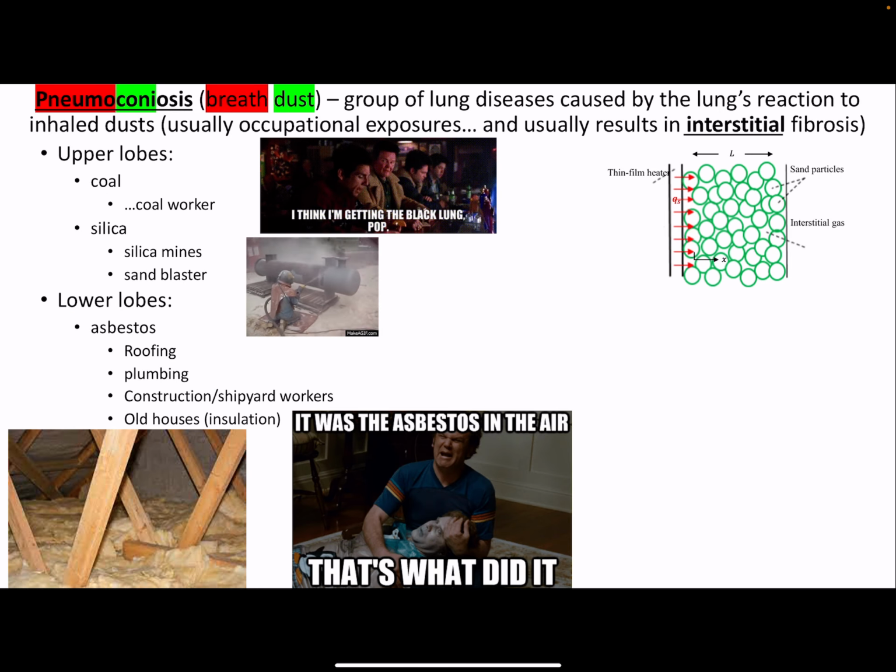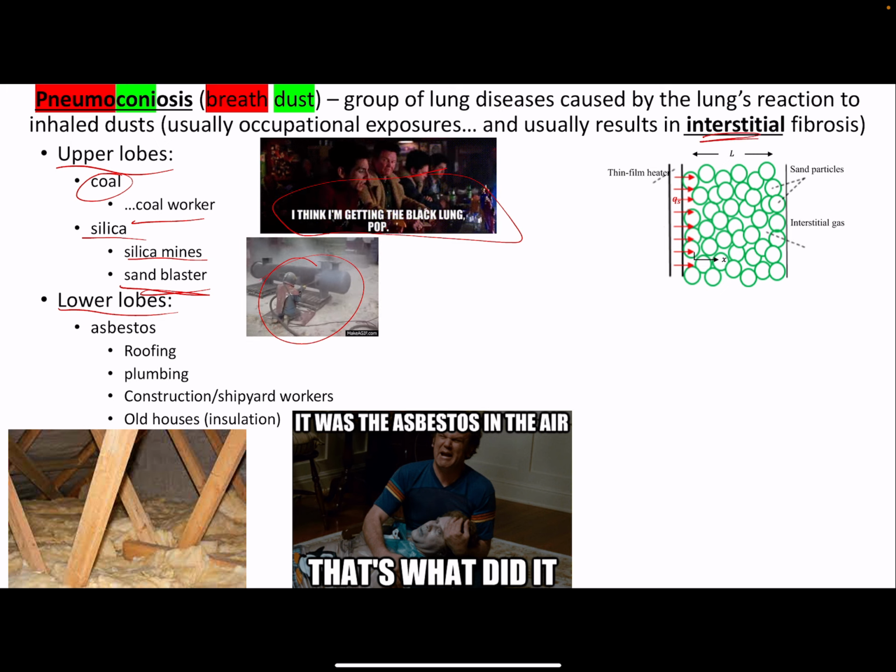So pneumoconiosis, there's a couple different types. Types that affect the upper lobes and a type that affects the lower lobe. So really this is breathed dust. Any sort of dust that gets into the lungs can be considered a pneumoconiosis. Coal workers' pneumoconiosis, so coal gets in, also known as black lung. Silica, so people working in silica mines, I think this is prevalent in areas in India. People do sandblasting here in the States, kind of like pressure washing, but with sand, so it's even better at getting off rust and stuff.